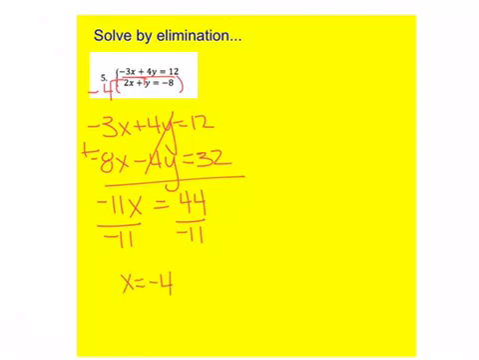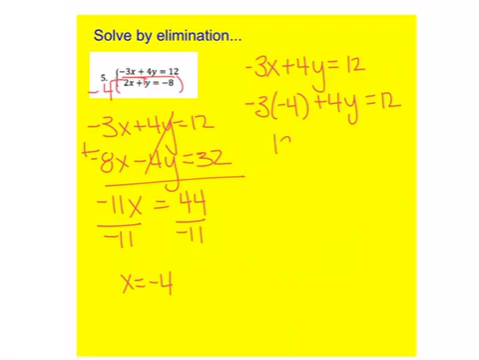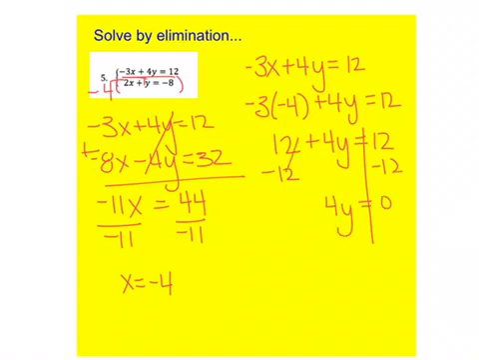So now we're going to plug that back in to one of the equations. I'm going to use that top one again, and I'm going to substitute -4 in for the x variable. And then we can just keep solving for y to figure out what y is going to be. So I get 12 plus 4y equals 12. Now, positive 12, we're going to subtract 12. So I get 4y equals 0.